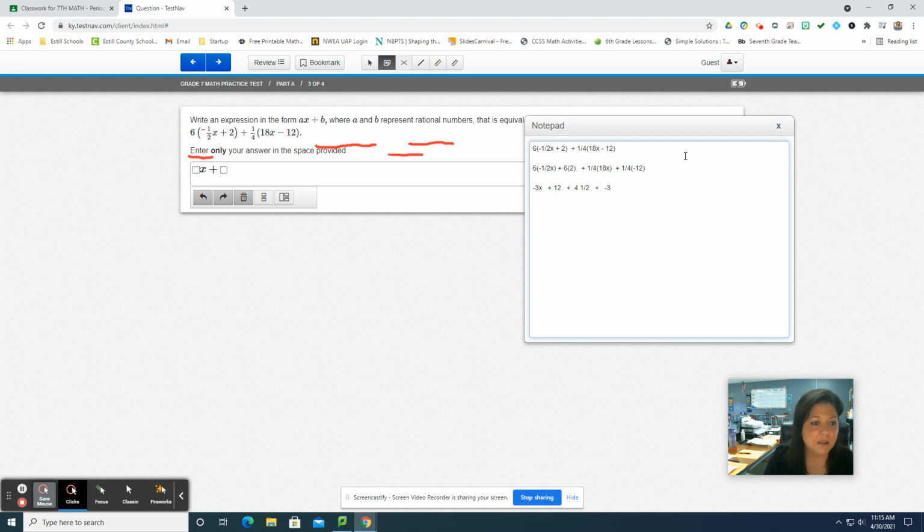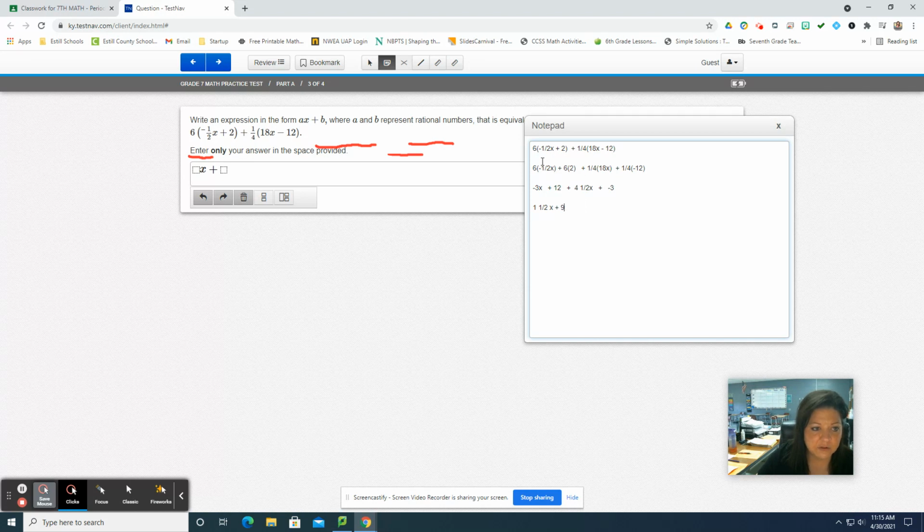Okay. So now we combine our terms. So we have negative 3x. Oh, I forgot to put my x on 1/4. 4 and 1/2. Okay, so that's why I write this stuff down. All right, so negative 3x plus 4 halves x. So 4 halves minus 3 is just 1 and a half. 1 and 1/2 x. And then 12 plus negative 3 is 9.